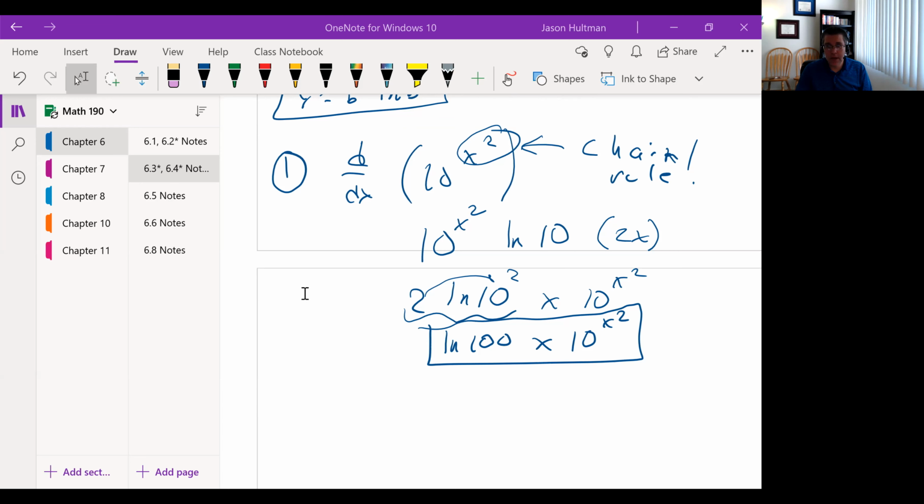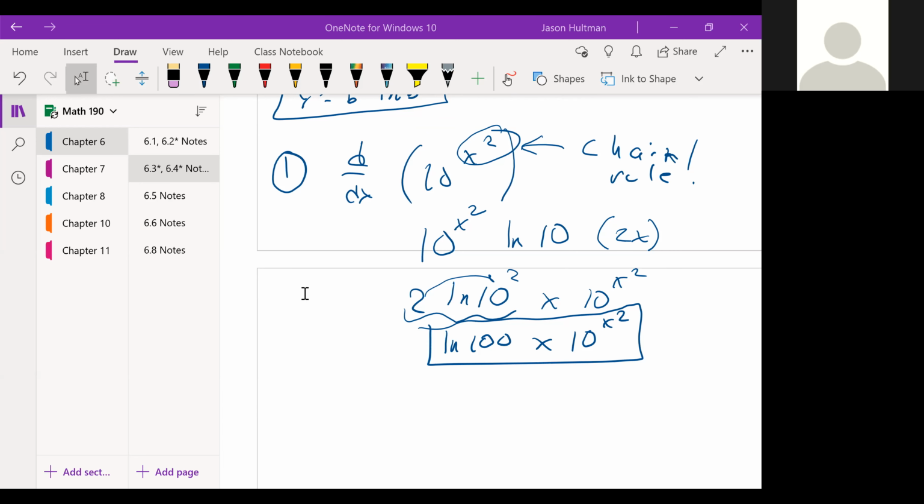So just to keep that in mind, sometimes the answer on the WebAssign will be more simplified than the way that I wrote my answer. So it will be considered wrong because the WebAssign has one answer that it should match. For example, if I write 2 natural log 10 times 10 to the x squared, and the WebAssign has natural log of 100, or whatever is written on the WebAssign.